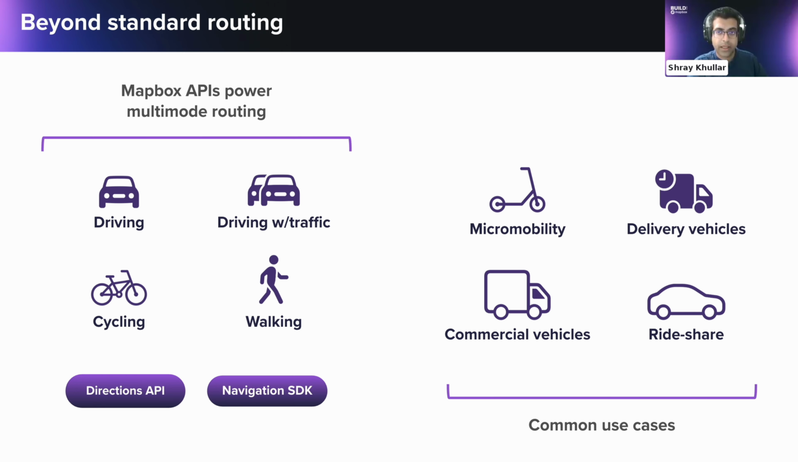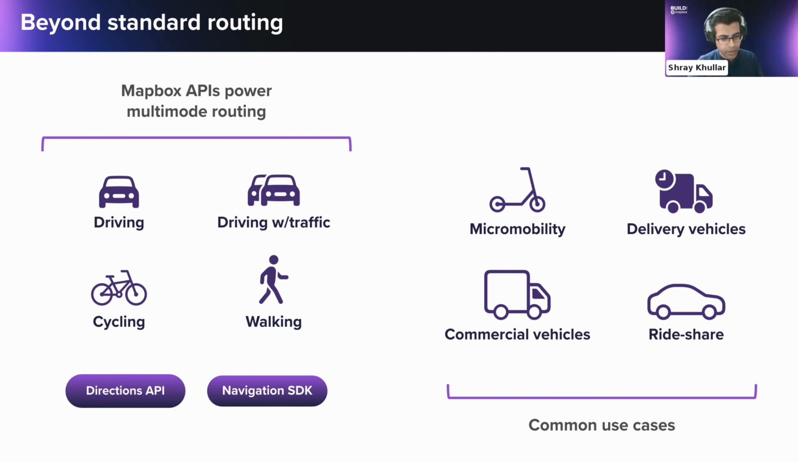With that, why standard routing and what's beyond that? Two popular products in Mapbox for building routing and navigation solutions are the Directions API and the Navigation SDK. To get from point A to point B, Mapbox offers a few travel modes people are familiar with: driving, cycling, walking, and driving with traffic. But these standard routing products don't always account for unique operational rules or restrictions for your fleet.